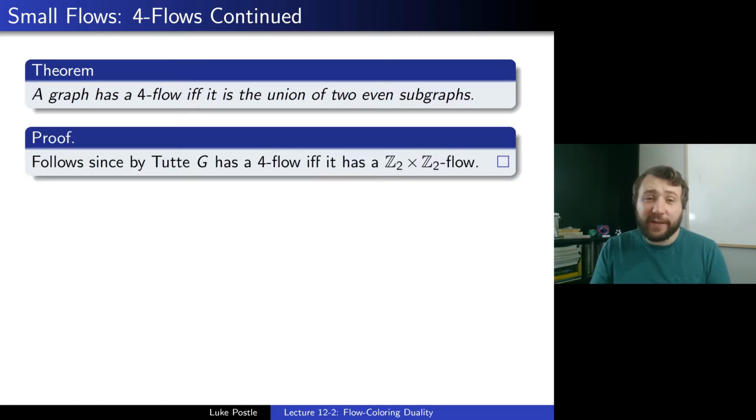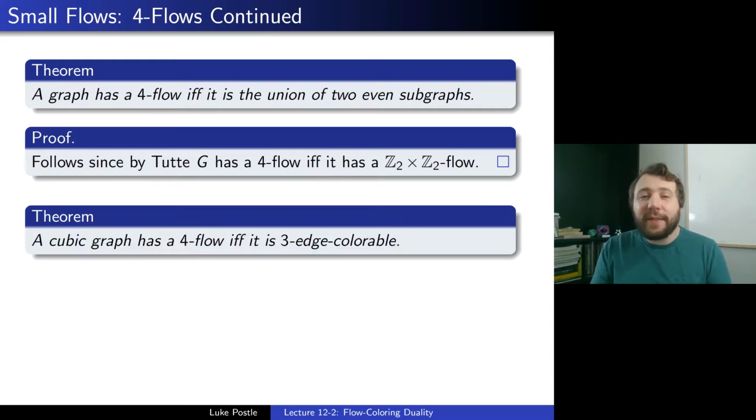And the proof is just what I mentioned, because of the Z2 cross Z2 flow nature. Another theorem that's nice is that a cubic graph has a 4-flow if and only if it's 3-edge colorable. So if you look at cubic graphs, it turns out that their 4-flows are nice, namely it's for 3-edge colorability. So what's the proof of that?